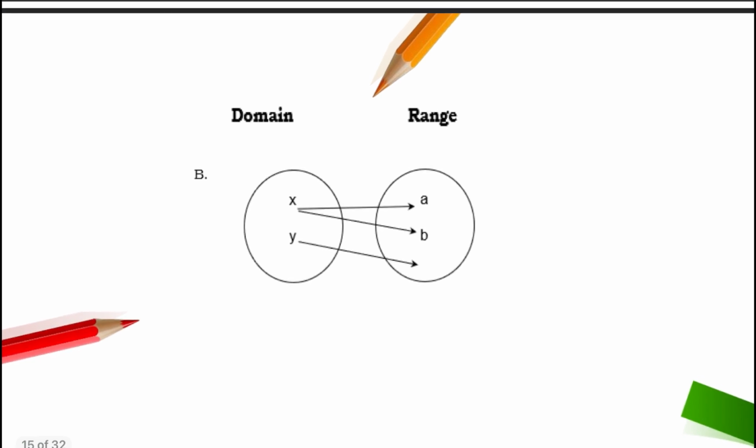Next, mapping diagram B. The domains are x and y, and the range are A, B, and C. Now, x is paired to A, and x again is paired to B, and y is paired to C. What do you notice? The first element x is repeated. It is not unique, so therefore, this mapping diagram is not a function. Okay?